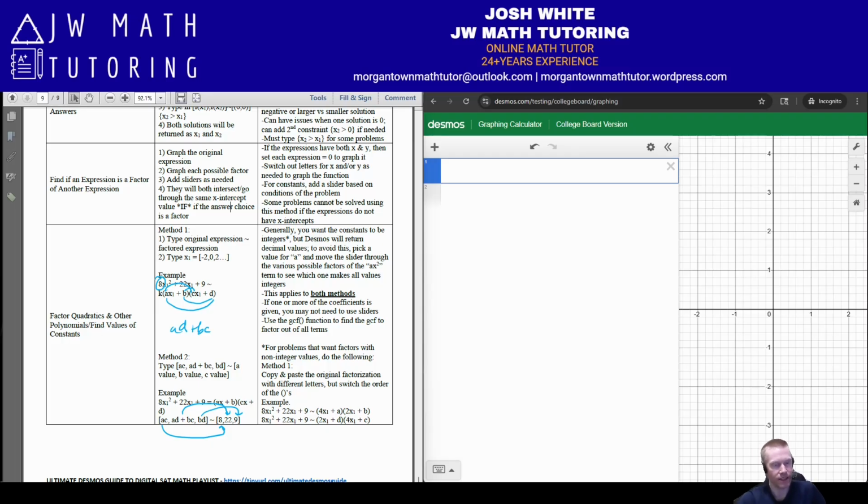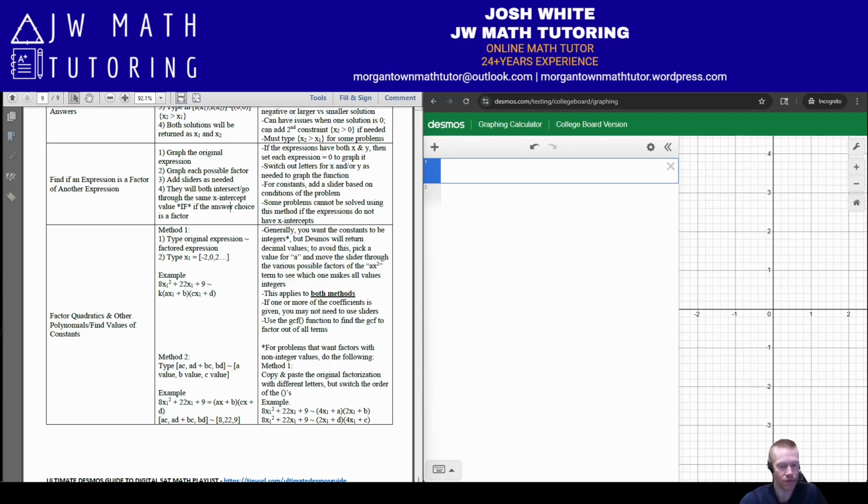So you set this up, essentially it's a system of 3 different equations, and then it will find values for A, B, C, and D. Now, here are the things to be aware of. So generally when you want to factor, you want the constants to be integers. That's how you're normally taught to factor.